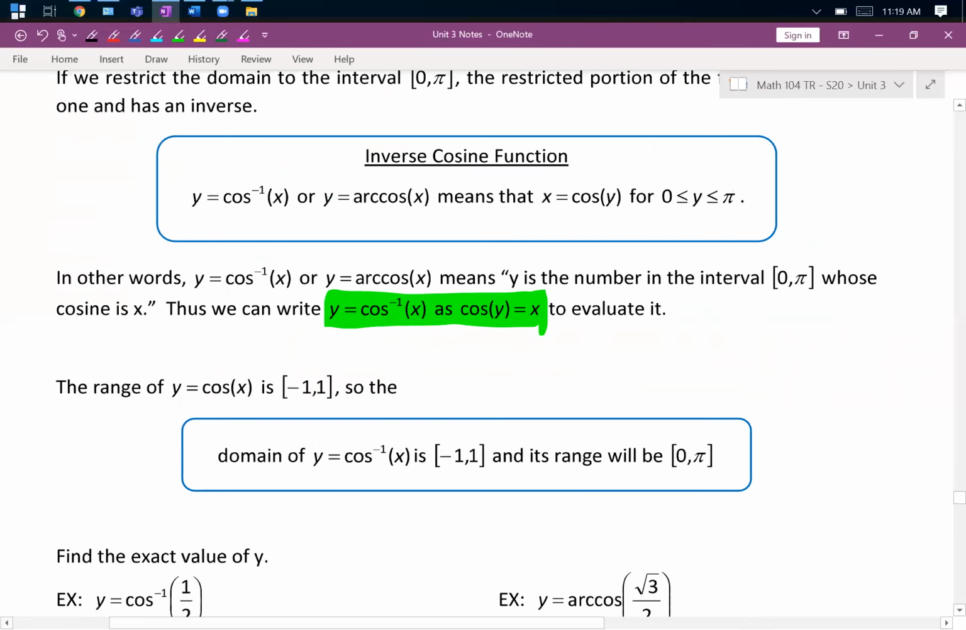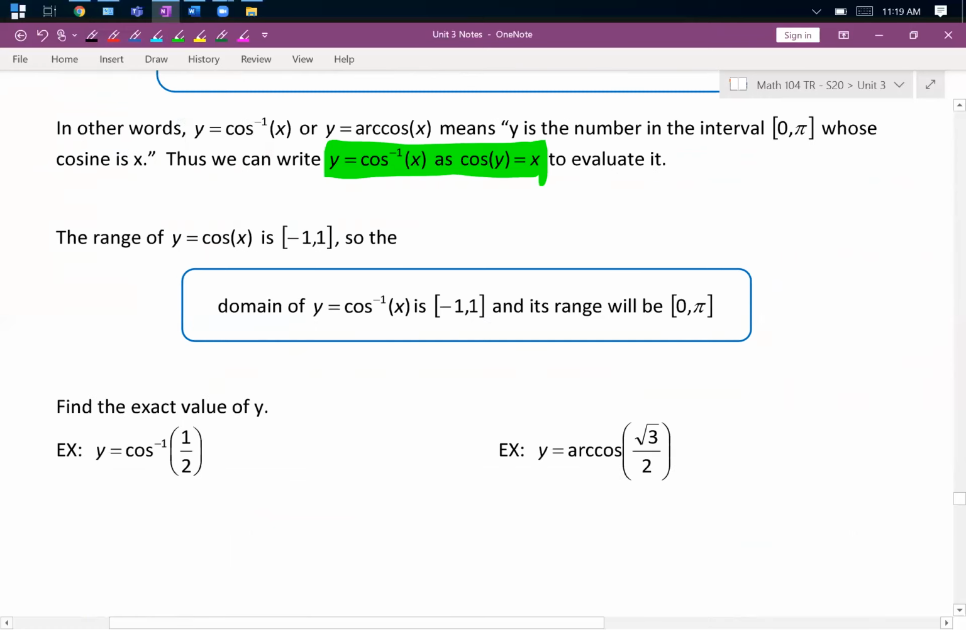The range of cosine is -1 to 1, so that means that the domain of cosine inverse is going to be -1 to 1, and the range is going to be 0 to pi. All of our answers should be from the first and second quadrant when we're dealing with cosine. So it's different than sine. For sine, we're going from -π/2 to π/2. For cosine, we're going from 0 to pi.